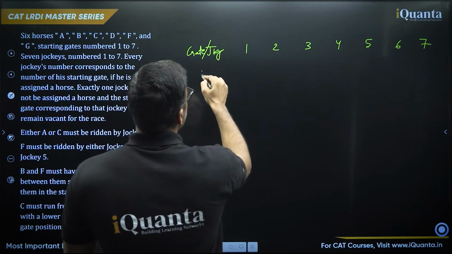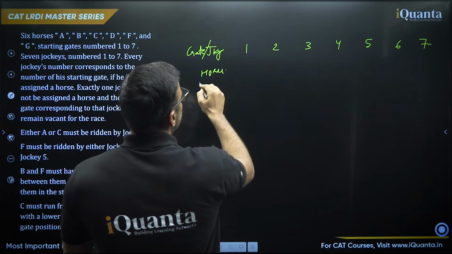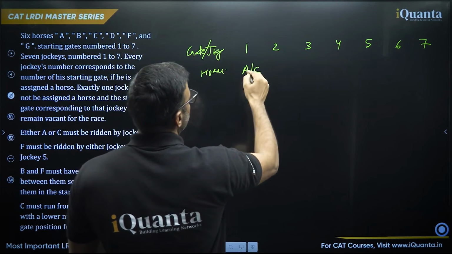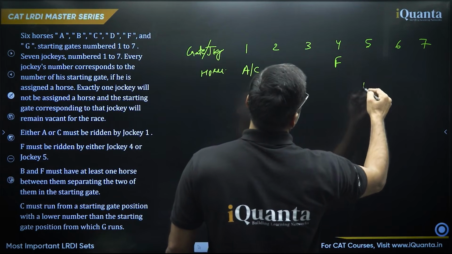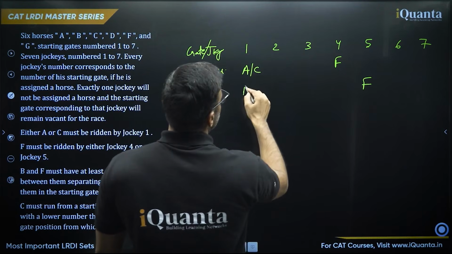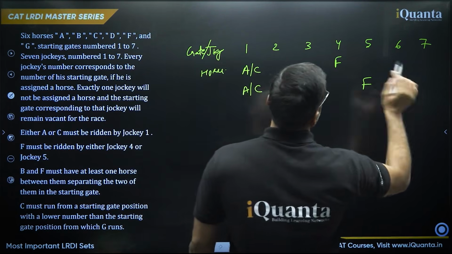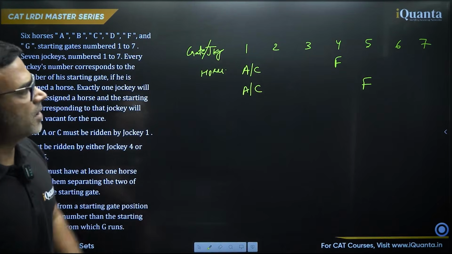We are aware about the horses. What are we aware of? Either A or C here. And F is either at 4 or at 5. So immediately we have 2 cases. Yeah, that's it. So these are the 2 cases for horses.